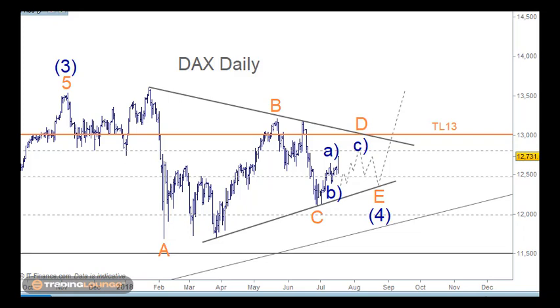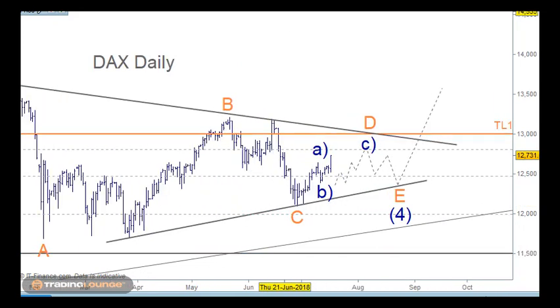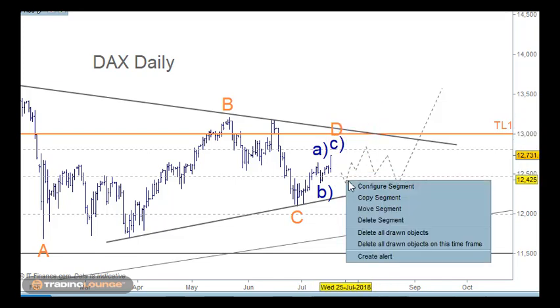Welcome to Trading Lounge and the European indices in terms of Elliott Wave and trading levels, starting with the DAX here on the daily chart. We're looking at the DAX in terms of this particular triangle pattern, and with that we can look at this current move as the wave C over here for wave D. I'll just remove these.